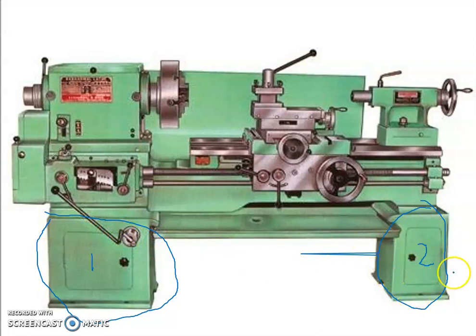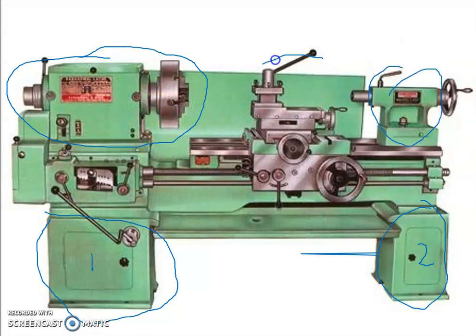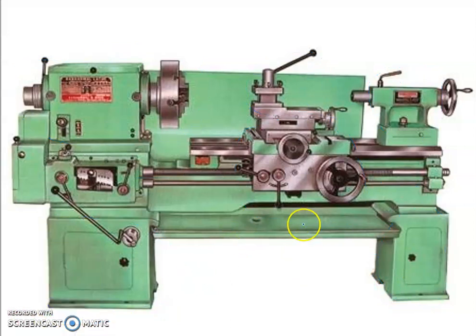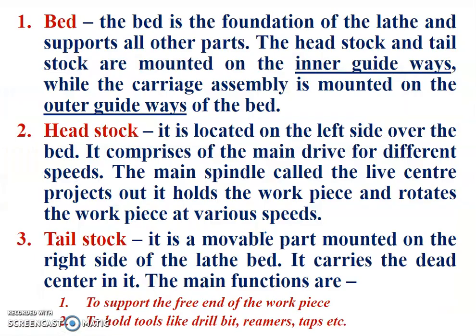These two supporting columns support all the major parts of the lathe: the headstock and tailstock, tool post, carriage assembly, lead screw, feed rod. So all these parts of the lathe are supported by this lathe bed. This is the main function of the lathe bed. Let us move to the next slide and see the next major part.